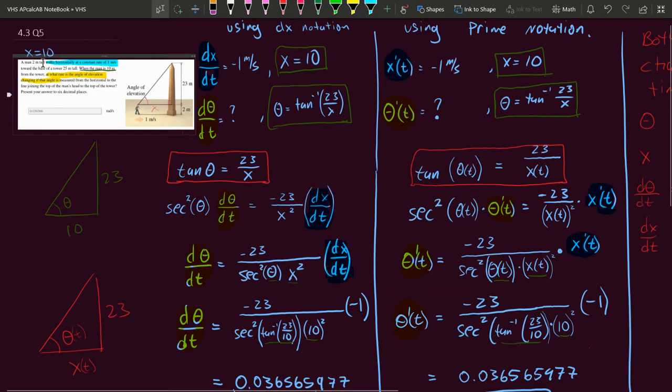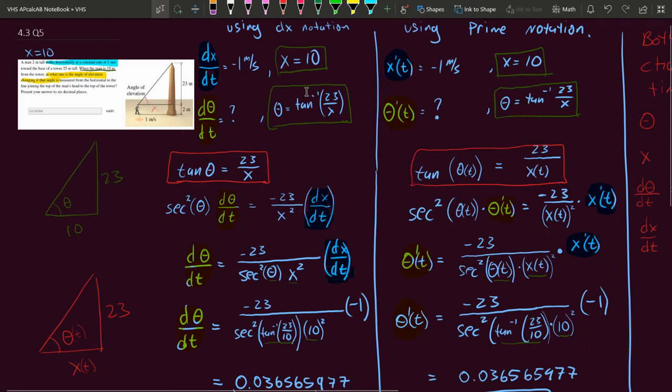It says a man is walking horizontally at a constant rate of 1 meter per second. So that's this. It's dx/dt because I've called this distance here x. Okay, so that distance is x. And so I've got a -1 there because this distance is closing as he's getting closer to this. And then when the man is at 10 meters, they're telling us that x is equal to 10 here.